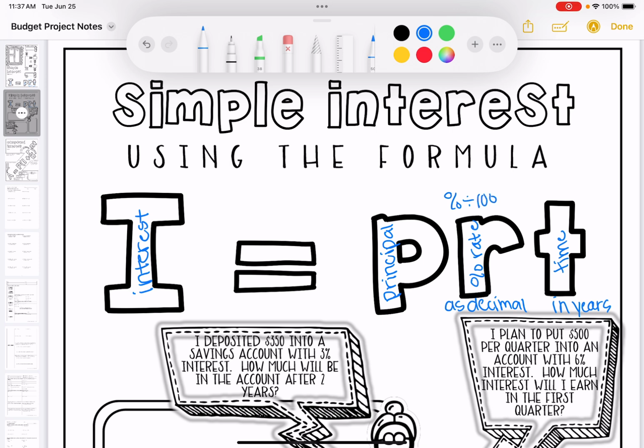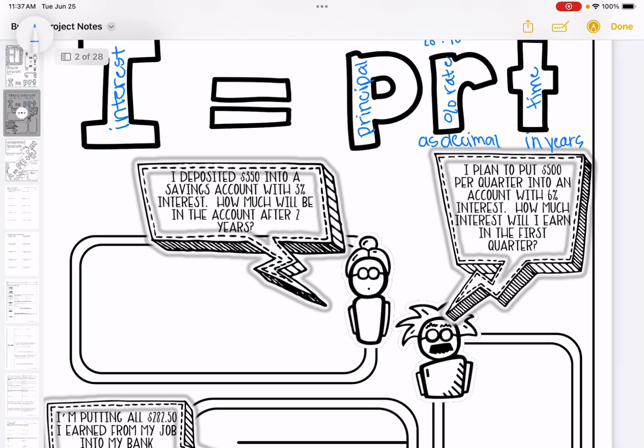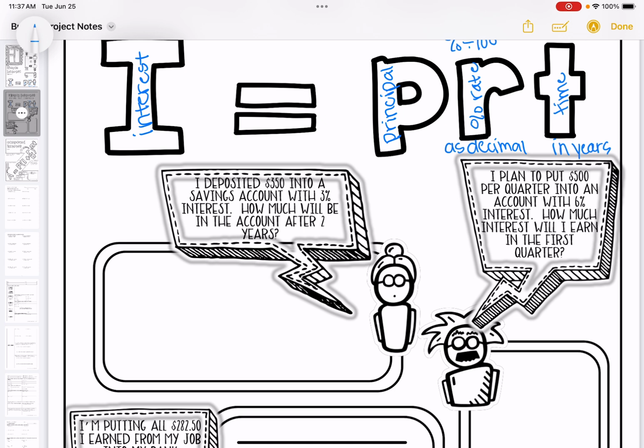All right, so that's basically everything we just put on the bottom of page 1. I just rewrote it so that you'll be able to see it as we're working these problems. So we're going to look first at this example right here. I deposited $350 into a savings account with a 3% interest. How much will be in my account after 2 years?